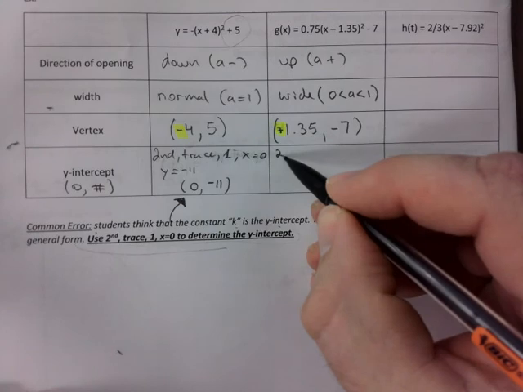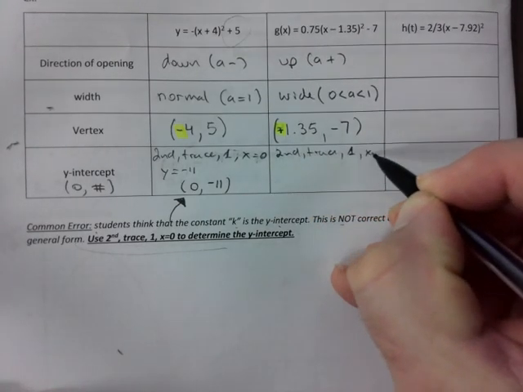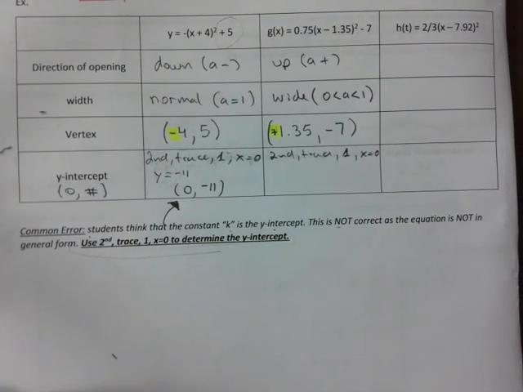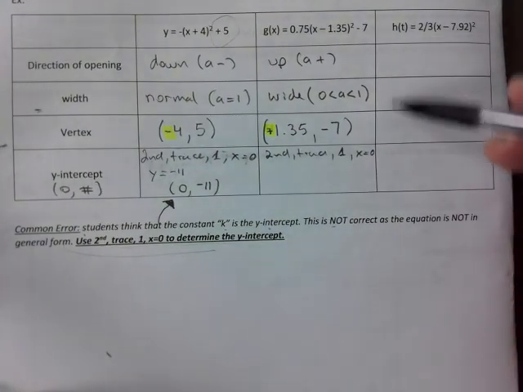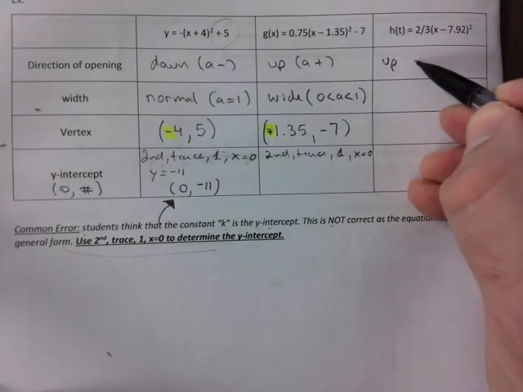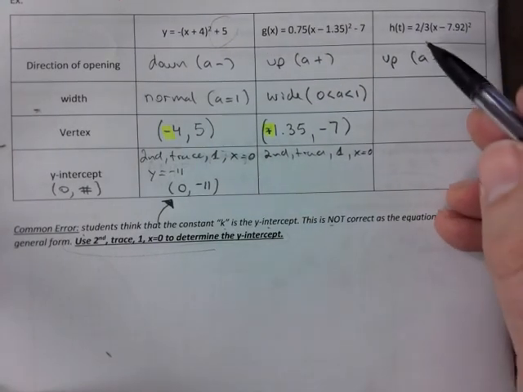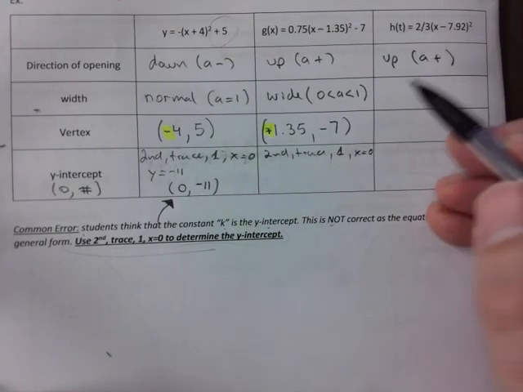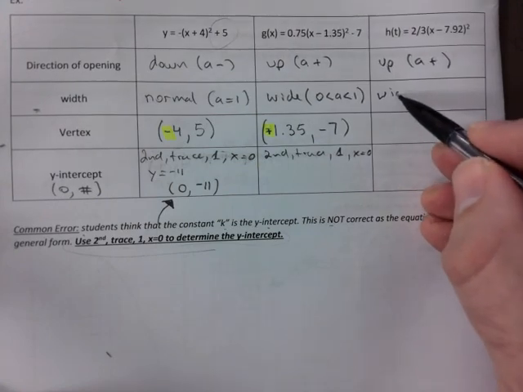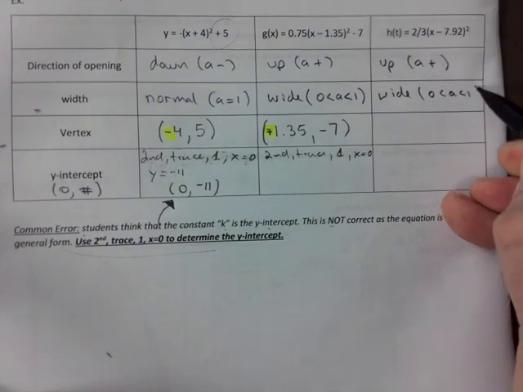And we're going to do this again. Second trace 1, x is equal to 0. Okay, let's do that in a little bit. Let's fill out the rest here. This is going to be up because a is positive. It's going to be 2/3, which is 0.6 repeated, right? So it's going to be wide because a is between 0 and 1.